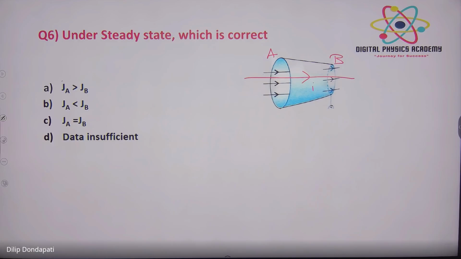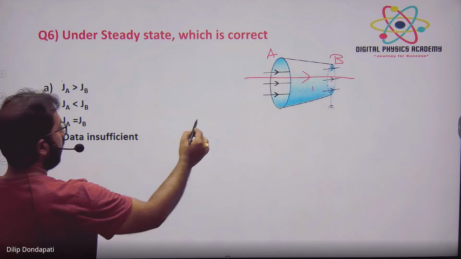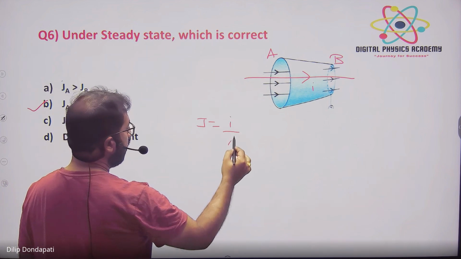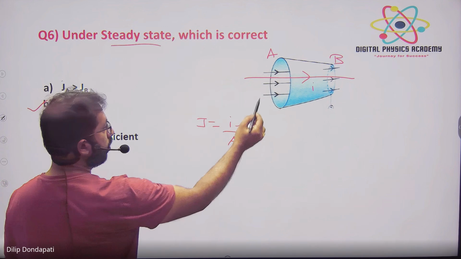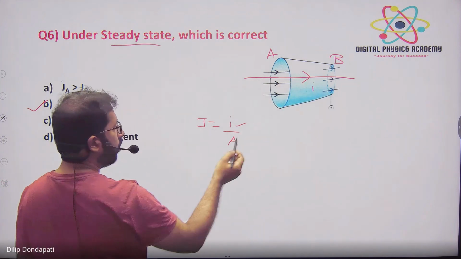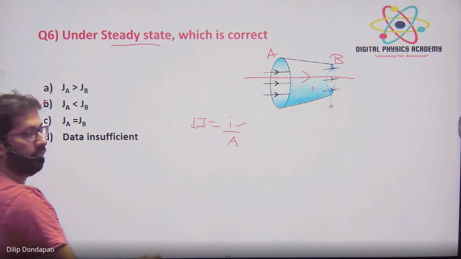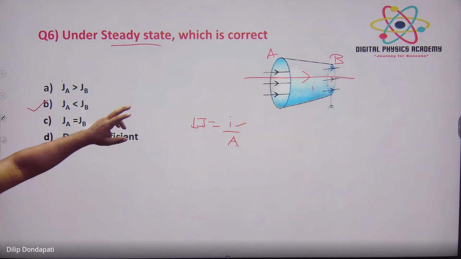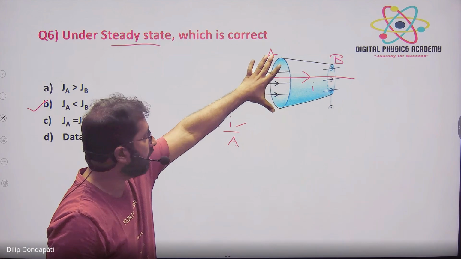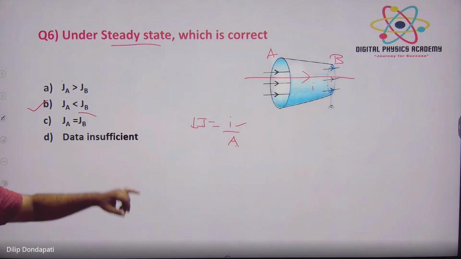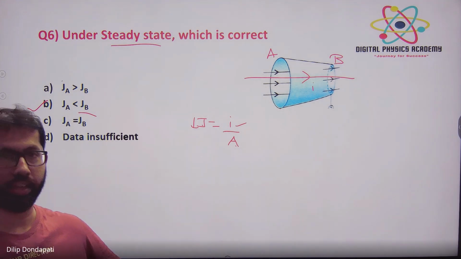Simple one. B. Is B more than A? Which option? A, B. Oh, B is the answer. Okay. See, what is the formula for current density? I by A. Steady state means the current is the same in both cross sections. So it is inversely proportional to area. So the more the area, the lesser the current density, right? Here A has the larger cross section. That's why JA is less than JB. Inverse relation. That's it. It comes from the formula, right?